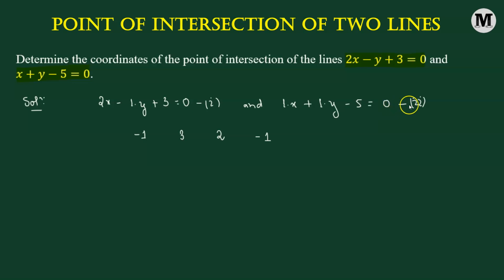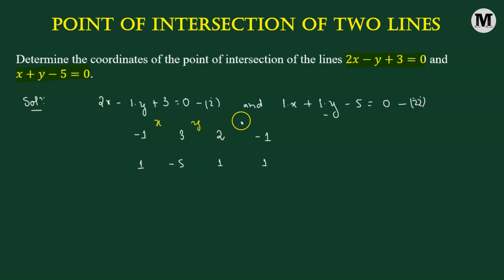Similarly, we take the coefficients from the second equation. We start with the coefficient of y, that's 1. Next is the constant term, which is negative 5. Come back to the coefficient of x, that's 1, followed by the coefficient of y, that's 1. Now we're going to do some cross multiplication, but before that, let's name it.